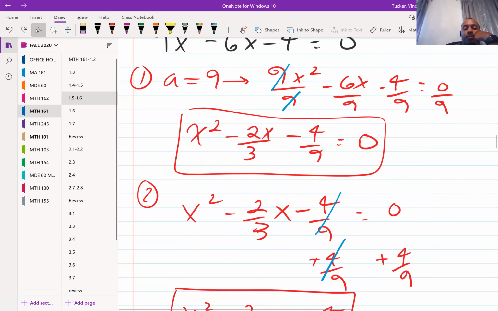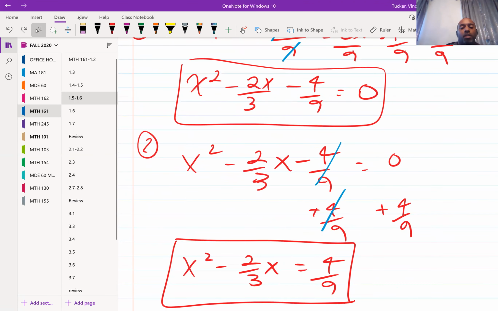Step 2. Process still is the same. We're going to isolate our constant. So we're going to add 4/9 to both sides. So it'll give us x squared minus 2/3 x equal to 4/9.